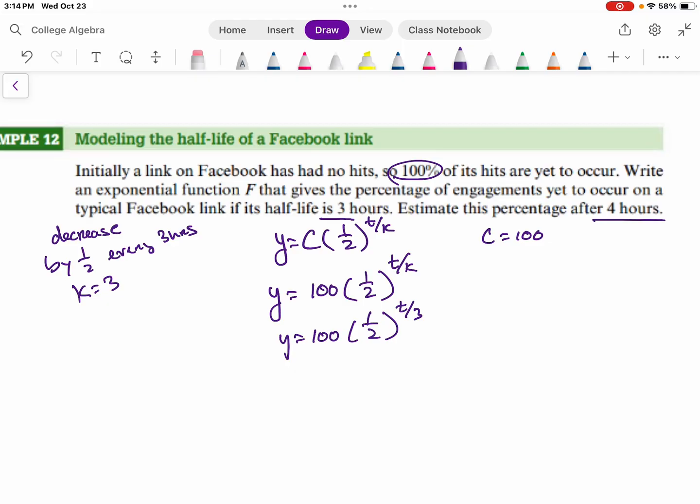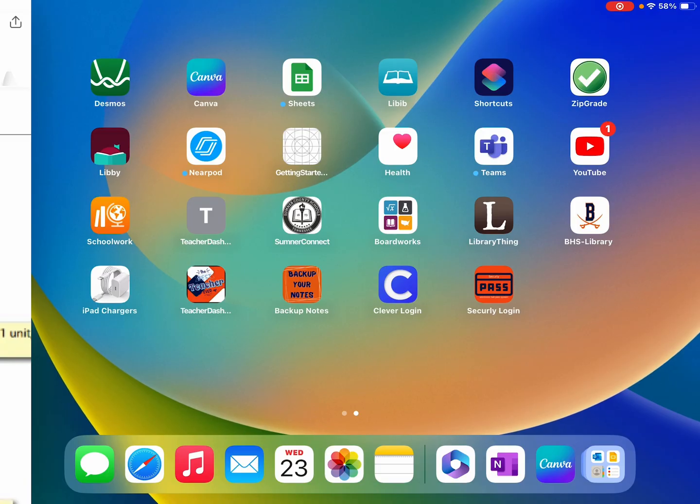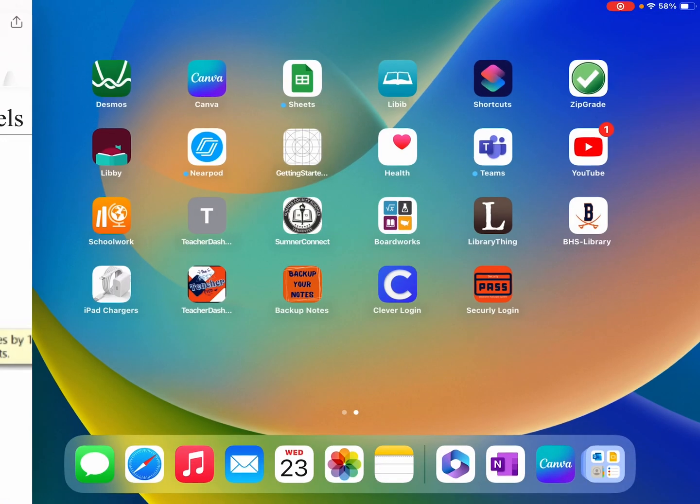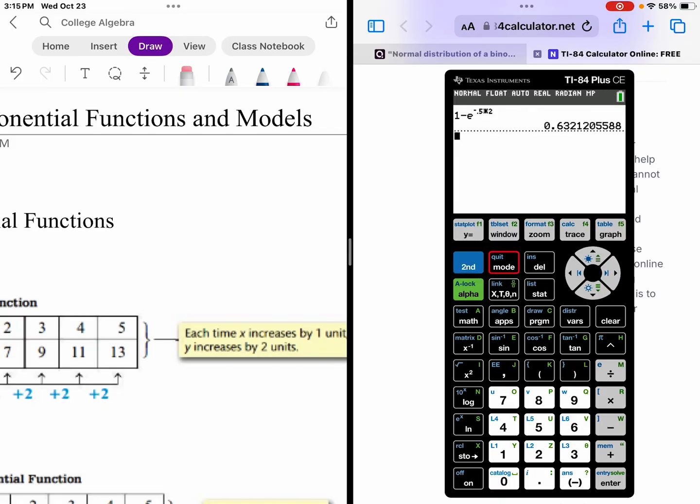Now estimate the percentage for 4 hours. So y is equal to 100 times 1/2 to the 4/3. And again, I'm going to use a calculator here. And let's get out of that mode and clear that screen.